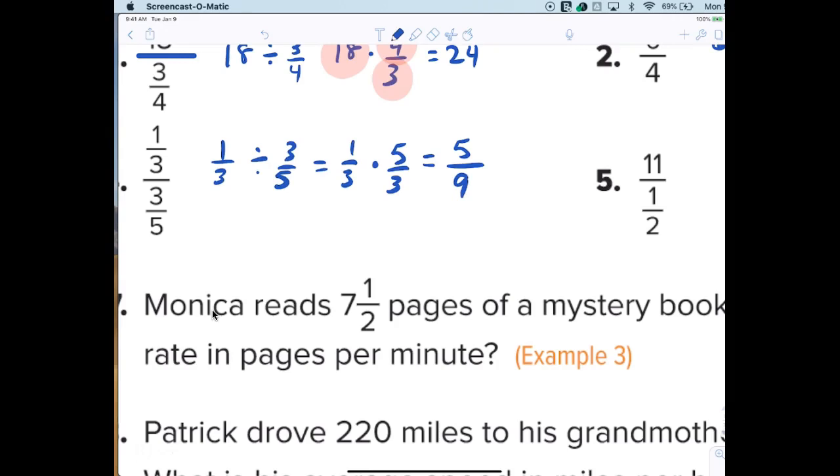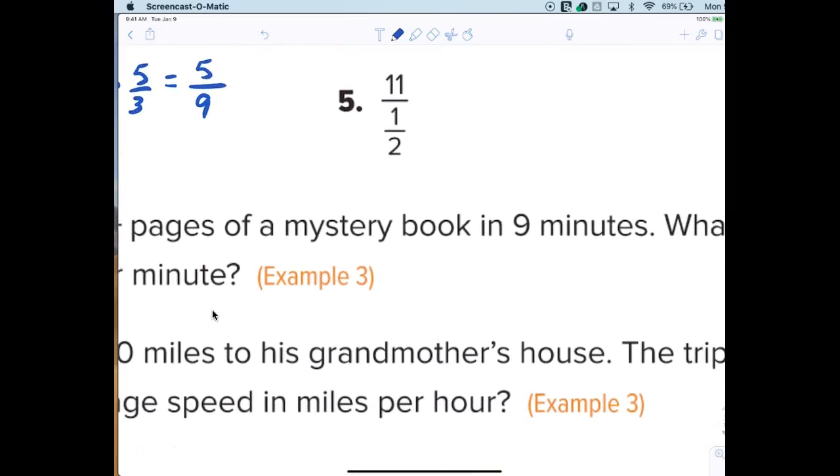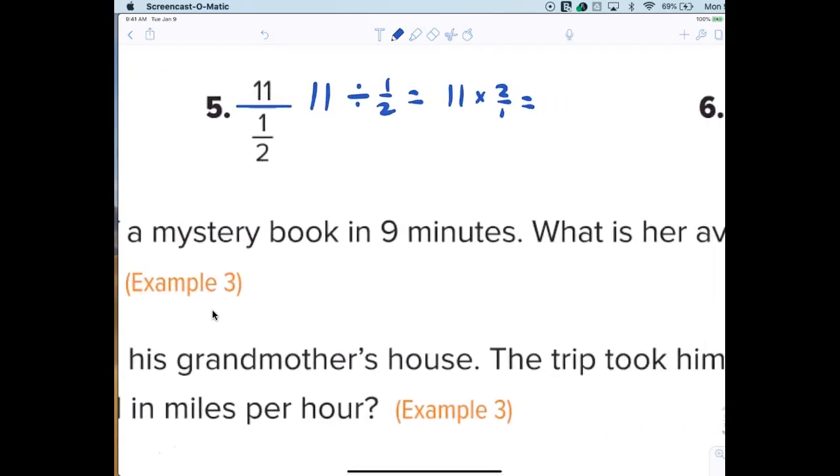Great. You tell me about number 5, please. Now, that's what I'm saying. Is it 11 over 1 or 11 over 1/2? Yeah, I think it's 11 over 1/2. So what I'm going to do is make this line a little bit longer so you can see it. That's the same as 11 over 1/2, which is the same as 11 times 2/1, which is, that's it, you're right, 22. You can say 22/1, but it's not necessary. Everybody okay with that? Everybody good?